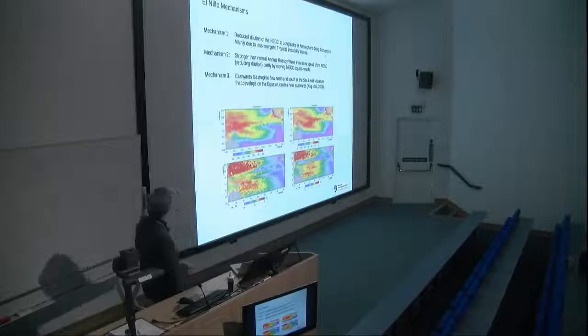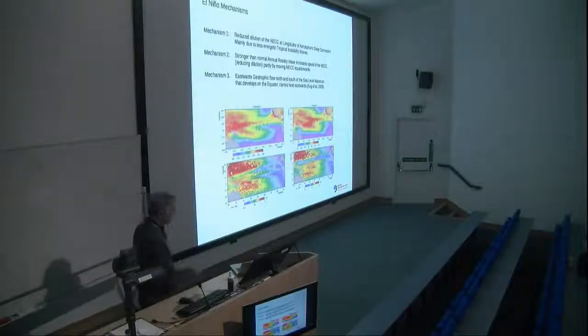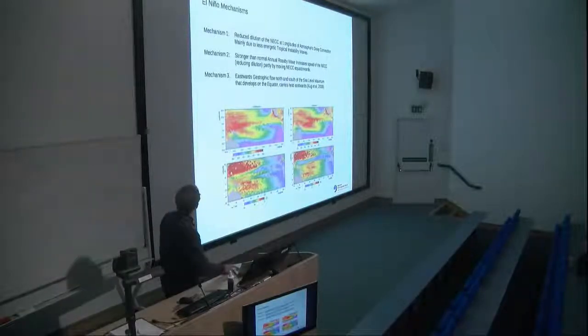Okay. So mechanism 1 was this reduced dilution of the NECC, the longitudes of the atmospheric deep convection. That's essentially the warm pool. And mechanism 2 is the stronger than normal annual Rossby wave. And then mechanism 3 is this thing due to CUG, which is that the increase in sea level at this point can generate an extra strong current. Those are the mechanisms that are occurring during the El Nino.